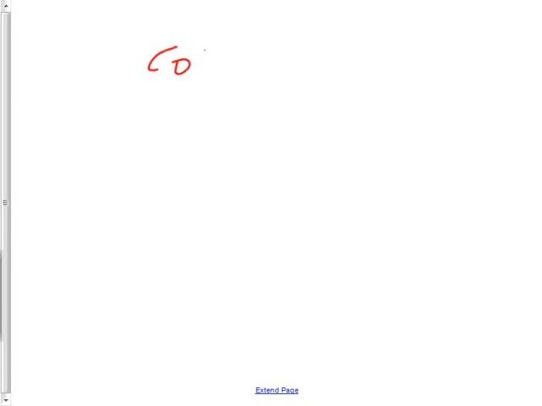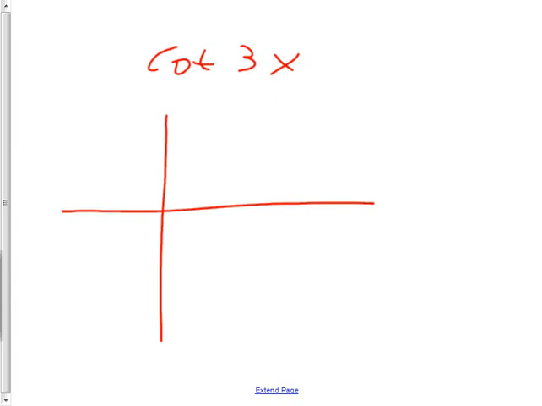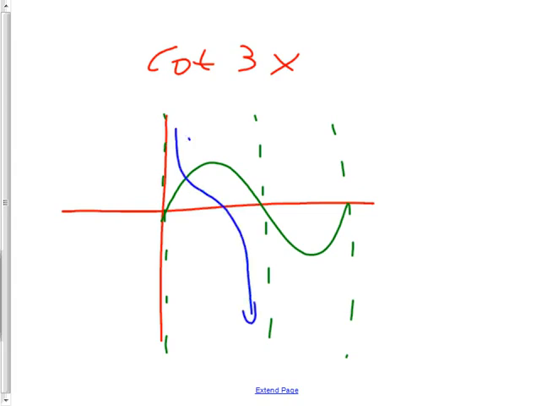Let's say that we had cotangent of 3x, with a 3 there. Well, now, to start with, you just make a normal cotangent. And cotangent depends on cosine over sine, wherever sine is 0. So where is sine 0? I'm going to make a quick thing like that to remind me. Okay, so that's where the asymptotes go. Now, cotangent goes like this. There, it's that quick to make cotangent.